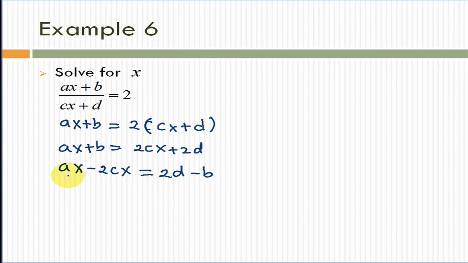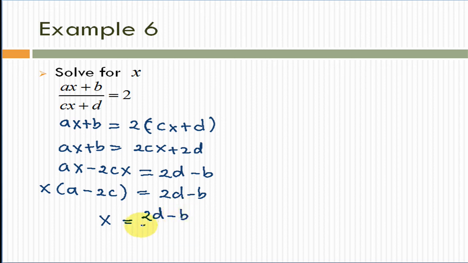Now each of these terms has x on it, so we can factor x out. x times a minus 2c equals 2d minus b. Therefore, we can get x by itself by dividing both sides of the equation by a minus 2c. So x is 2d minus b divided by a minus 2c.